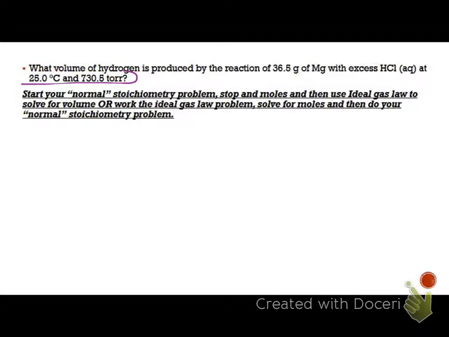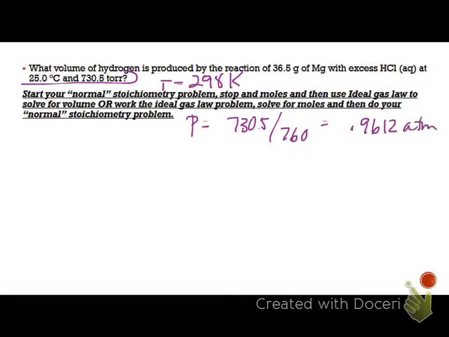Okay. So now we have 25 degrees Celsius, and so our temperature is going to be 298 K when I add the 273. And then for pressure, you're going to do 730.5 divided by 760, and that should give you 0.9612 atmosphere. So we're going to need to use that in a moment.